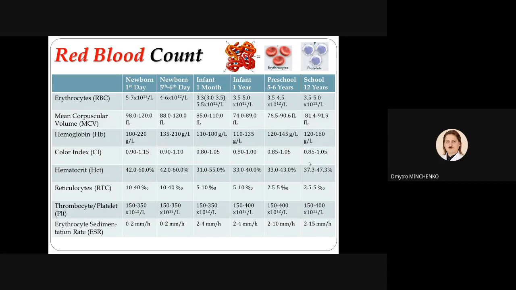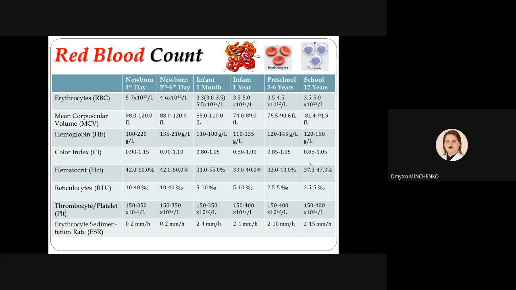Again, the erythrocytes are more packed with hemoglobin after birth, so the numbers can be higher. And with age, these numbers slightly decrease and normalize after the age of 1 to the parameters that most adults would have as their normal reference values.